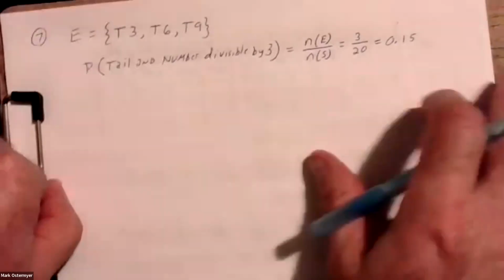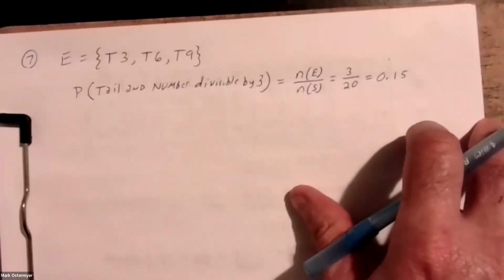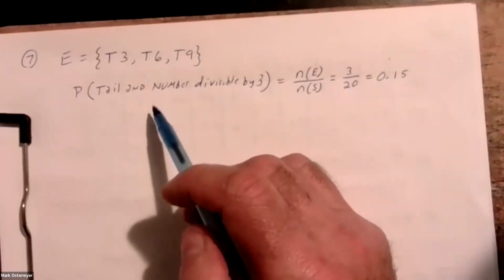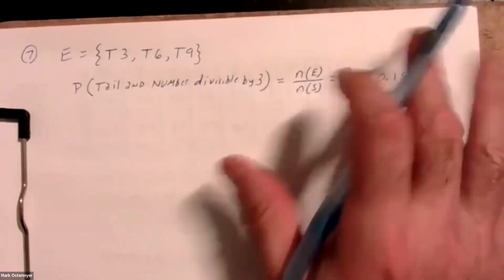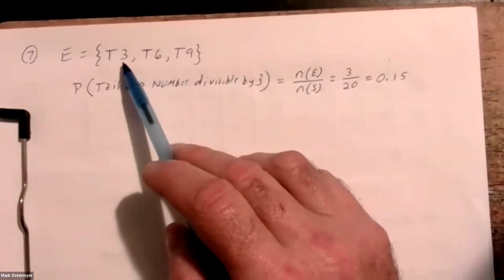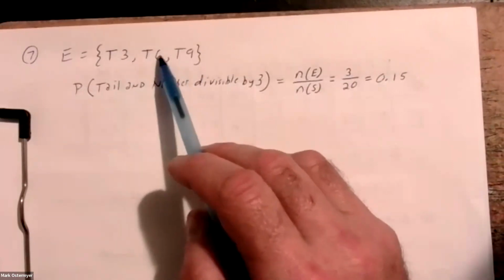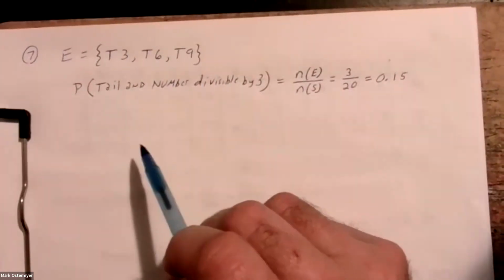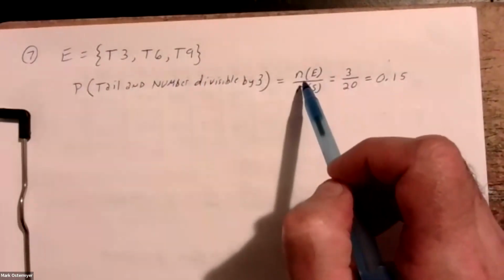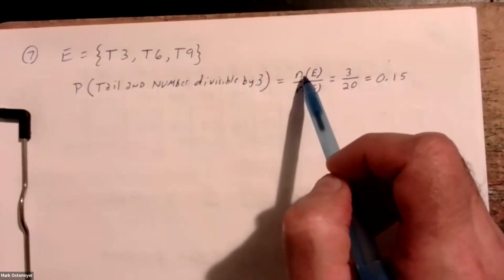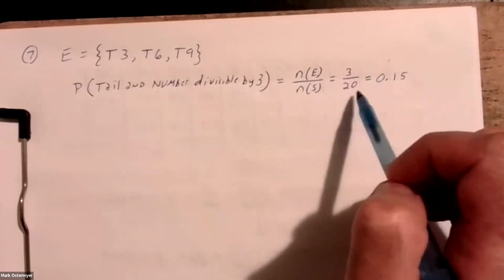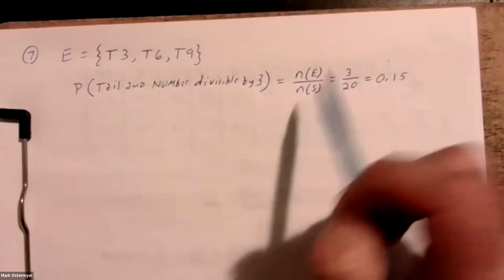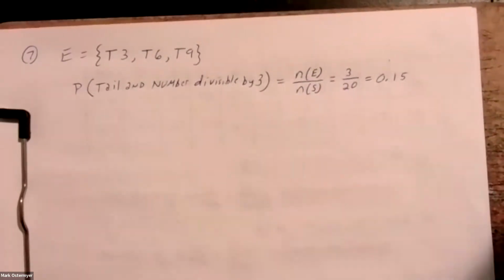And then finally, what's the probability of flipping a tail and rolling a number divisible by 3? The only numbers in this sample space that are divisible by 3 are going to be 3, 6, and 9. So there's 3 ways of flipping a tail and rolling a number divisible by 3 out of 20 outcomes, or 0.15. Okay. All righty.